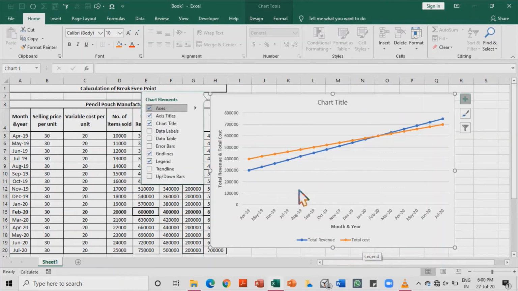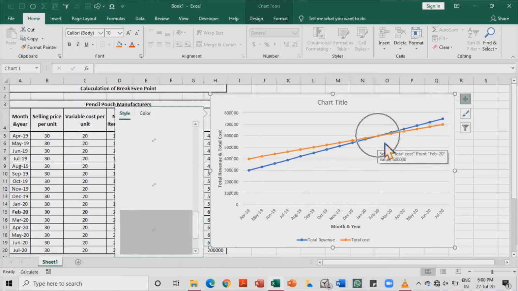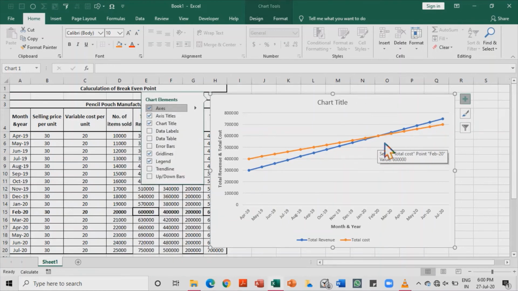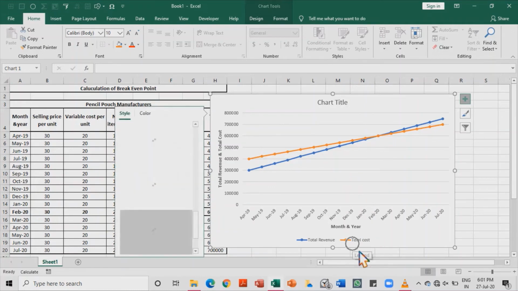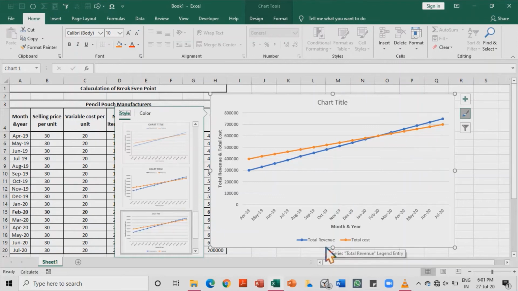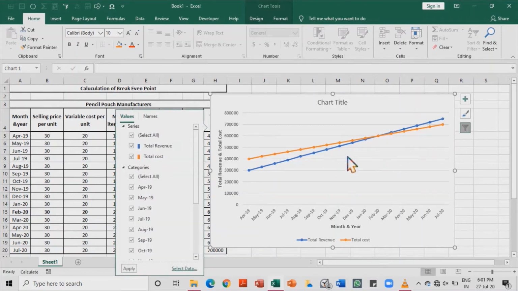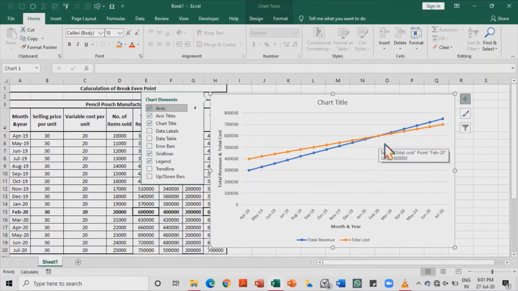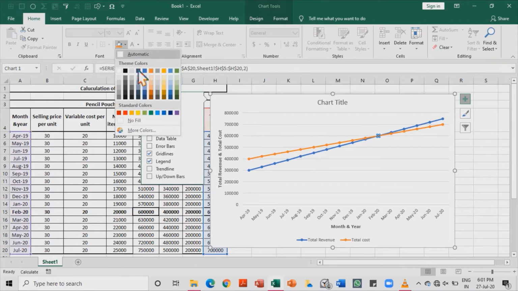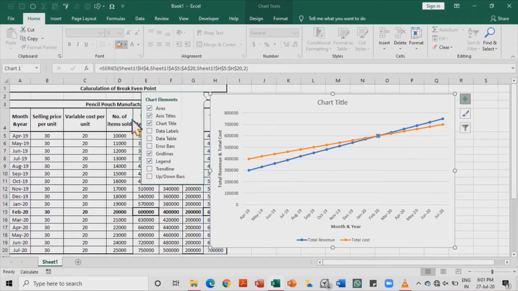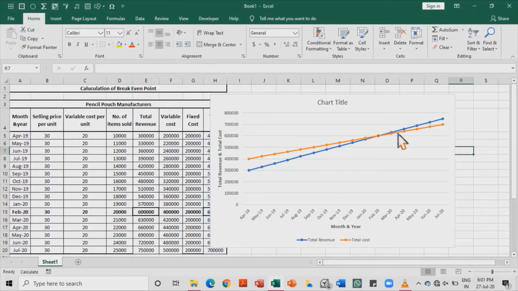The yellow line is up. It means that there is a loss. Here both the lines intersect. It means that that is the break-even point because total revenue and cost are equal. And here the total cost is low. It means that there is profit. Whenever the blue line goes up, there is profit. Whenever the blue line goes down, there is loss. And whenever both are together, there is the break-even point. Let me highlight this particular break-even point, as it gives a better visualization.